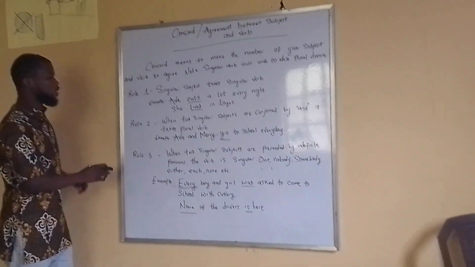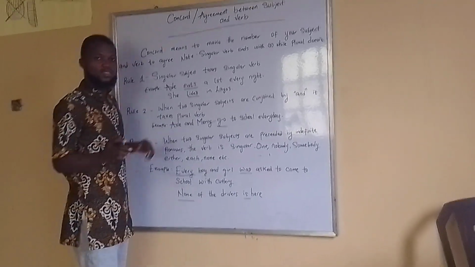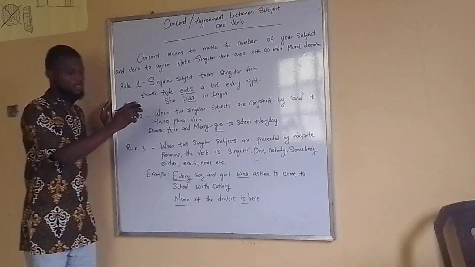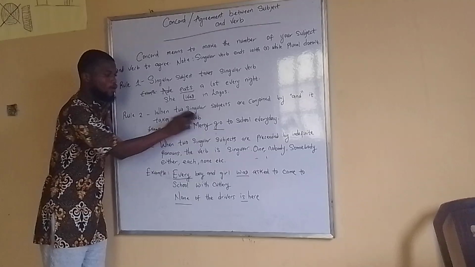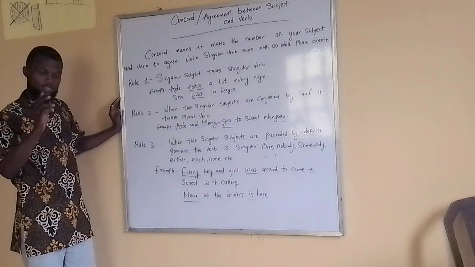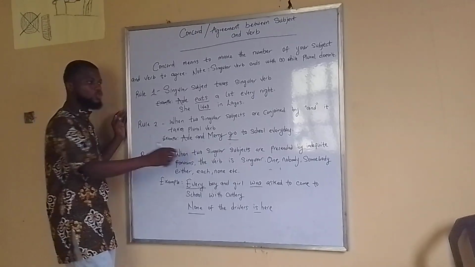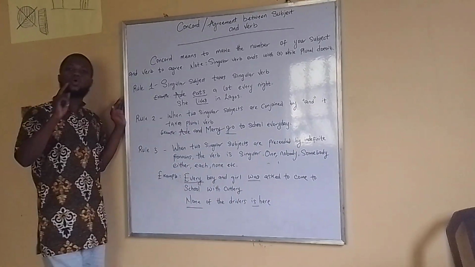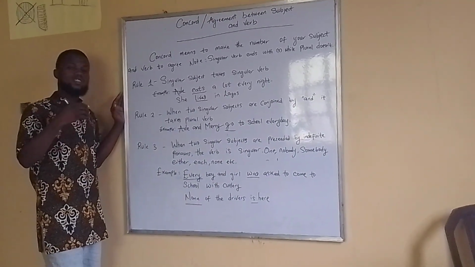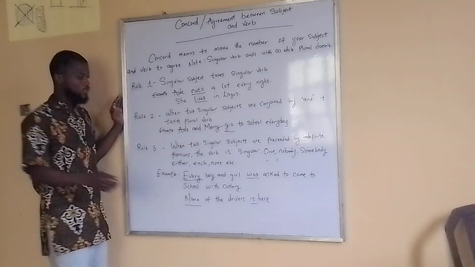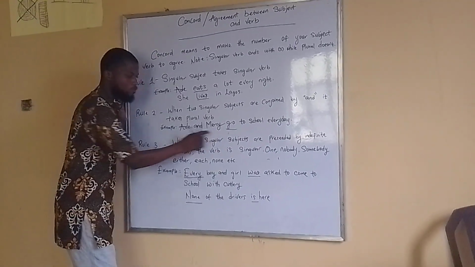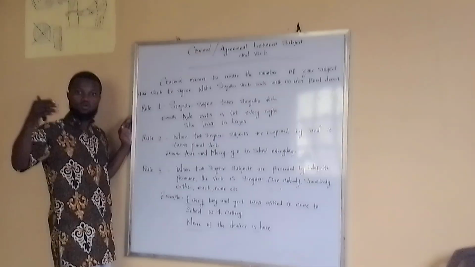Now rule 2 says, when two singular subjects are conjoined by and, it takes a plural verb. Now this is trying to tell us that if we have two singular subjects conjoined by and, they are no longer a singular subject. It is now a plural subject. So Ade and Mercy becomes more than one person.